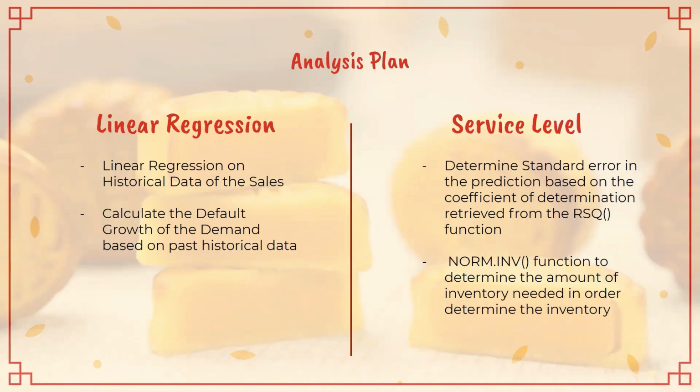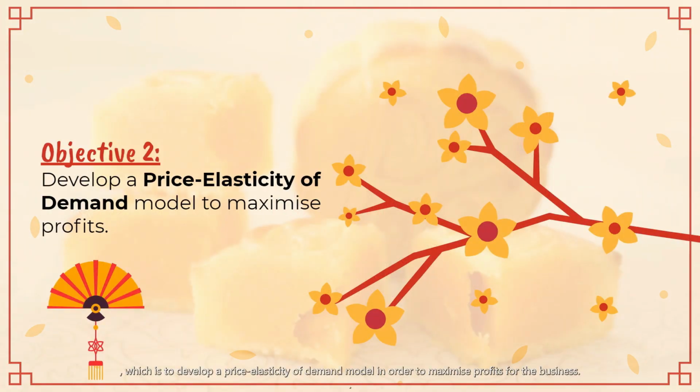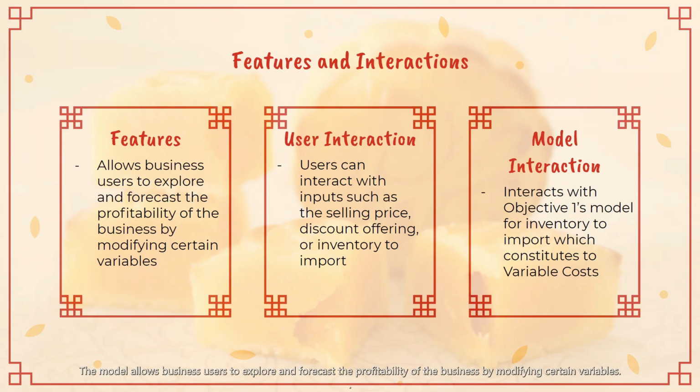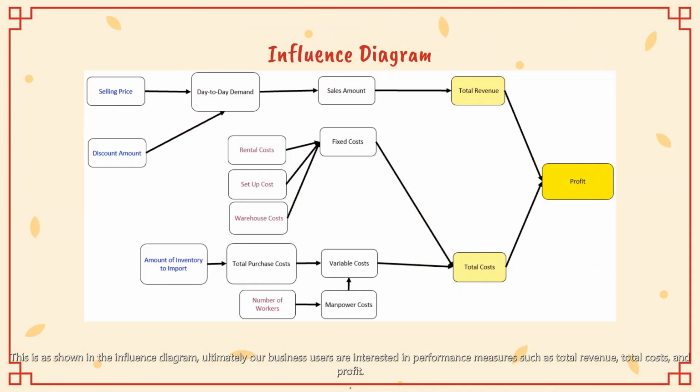I will now be going through our second objective for the project, which is to develop a price elasticity of demand model in order to maximize profits for the business. The model allows business users to explore and forecast the profitability of the business by modifying certain variables. Users can interact with inputs such as the selling price of the mooncake flavors, discount offering, or inventory to import. This model interacts with Objective 1's model for the inventory to import results, which constitutes the variable costs in this model. This is as shown in the influence diagram.